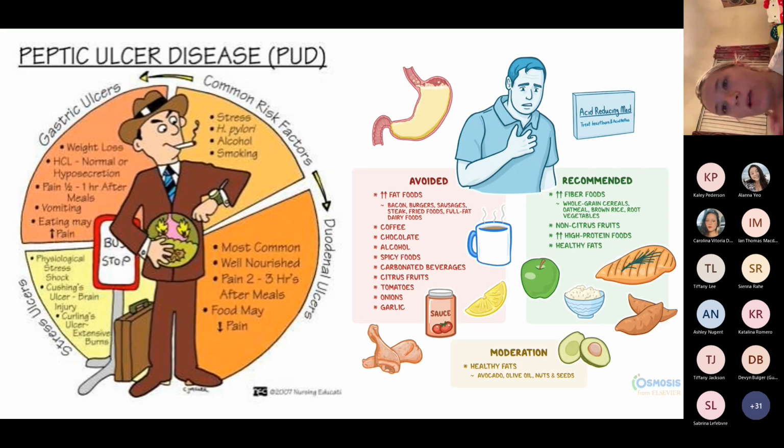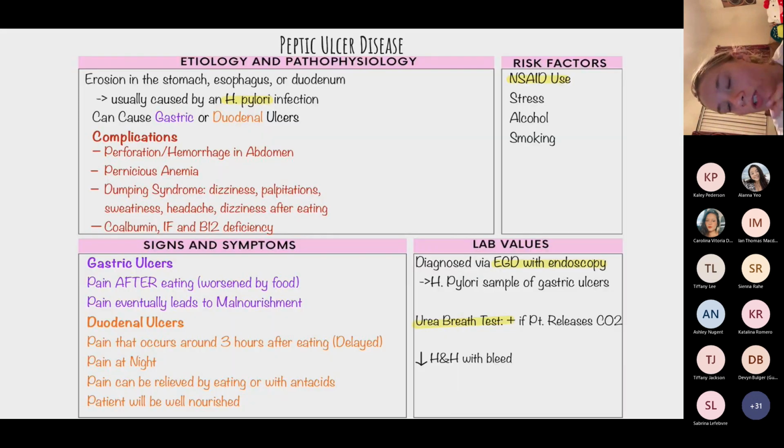The first thing we're going to talk about today is peptic ulcer disease. So what in the world is peptic ulcer disease? It can be caused by a lot of different things, but usually what we're seeing the most is either frequent NSAID use or an H. pylori infection. Now, it's really important to know what the cause is because this is going to help us dictate what treatment is going to be. And we'll talk about that when we get to our next slide.